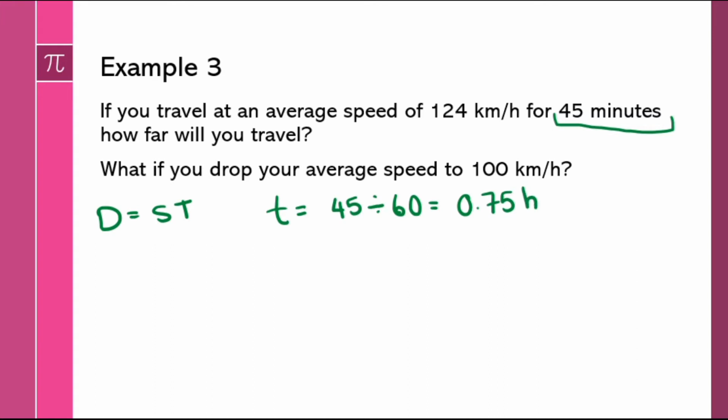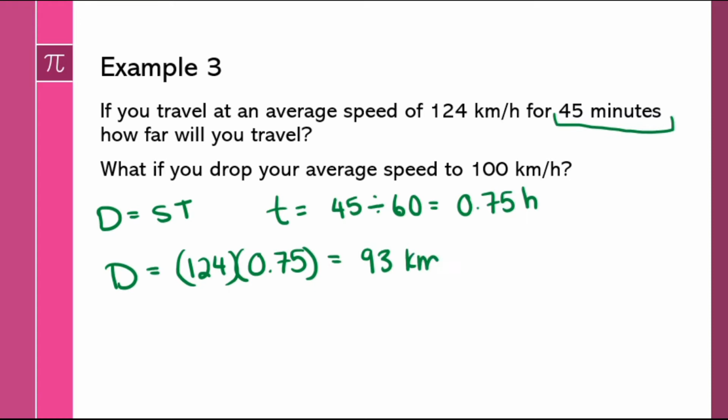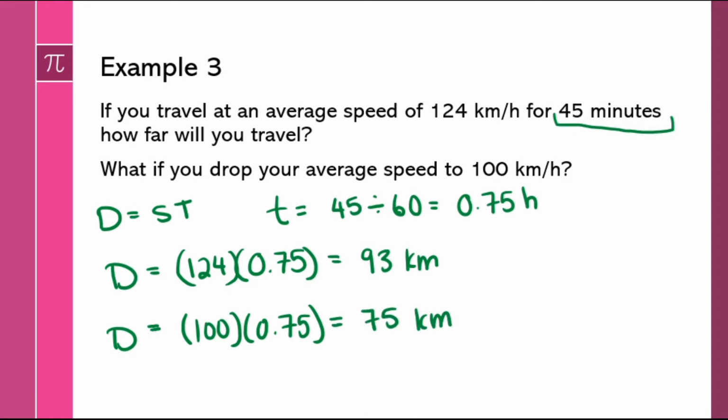So to find the distance traveled in the first scenario at 124 kilometers per hour, 124 multiplied by 0.75 tells you you can travel 93 kilometers in 45 minutes at 124 kilometers an hour. Now, the second example, we've dropped our speed, the time remains the same. So we just change our 124 to 100. It's like we cross the border into somewhere with 100 kilometer an hour limit. And we're going to get 75 kilometers if you drop your speed that much.